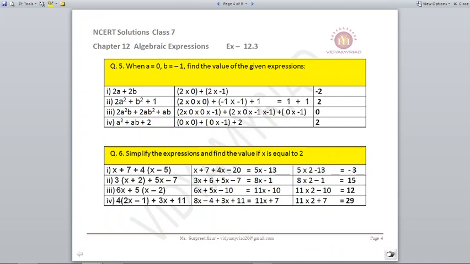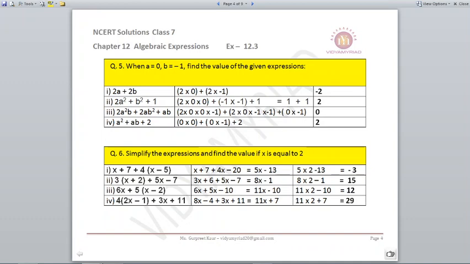Third part, 6x plus 5 into x minus 2. First open the bracket. 6x plus 5 into x is 5x. 5 into 2 is 10. Put the sign of minus 10. So you get 6x plus 5x is 11x. 11x minus 10 is the expression. So 11 into 2 is 22. 22 minus 10 is 12.